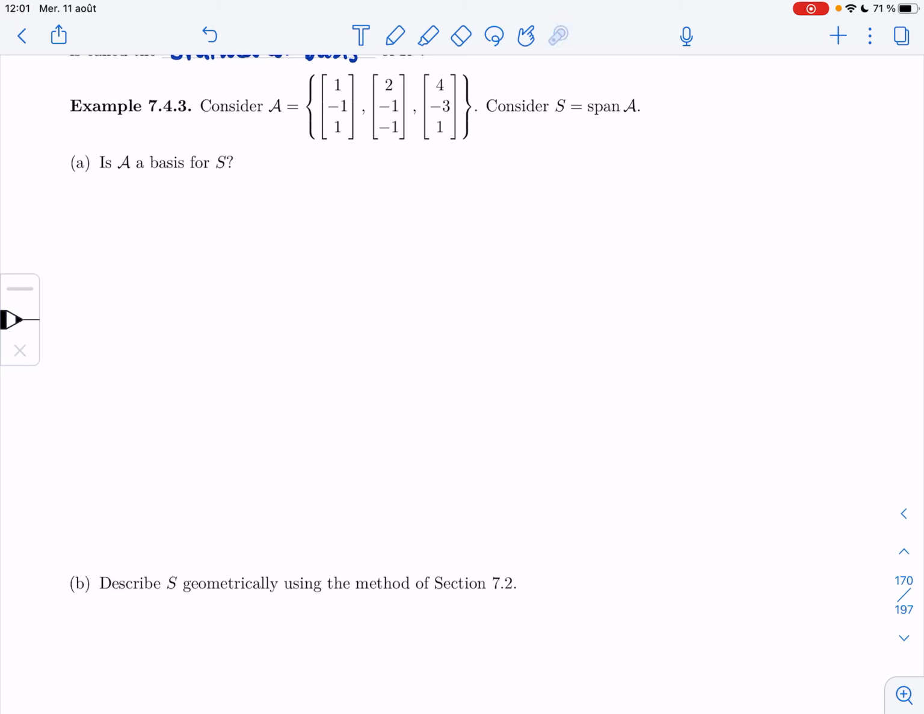Welcome back. In this video, we'll be looking at example 7.4.3. I'm going to consider this set of three vectors in R3, and I'm going to look at its span. I want to know if the original set A is a basis for its span.